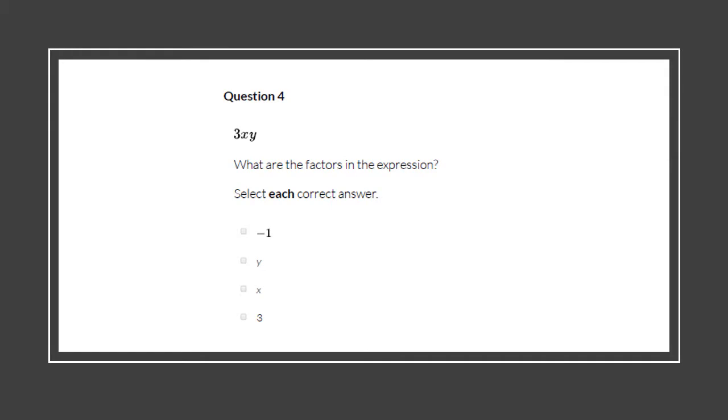3xy. What are the factors in the expression? So, when we have a term, 3xy, that are squished together like that, all that means is 3 times x times y. So we've got 3 different factors here. We have 3, we have x, and we have y.